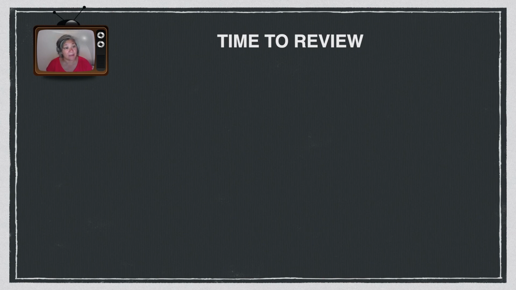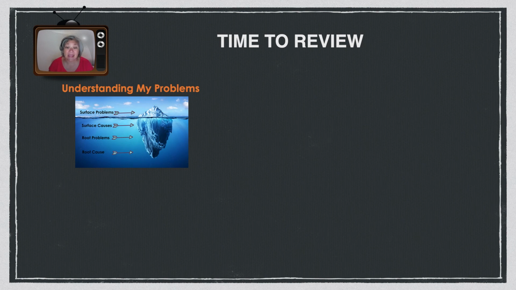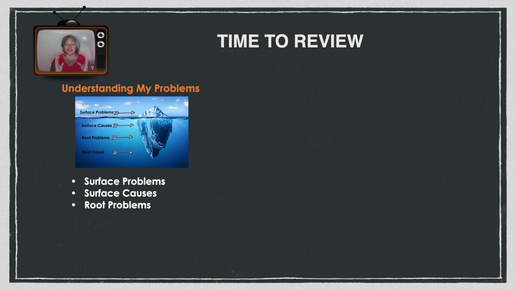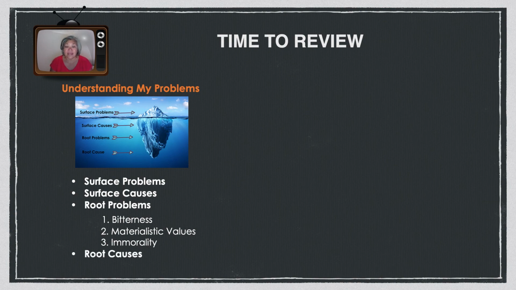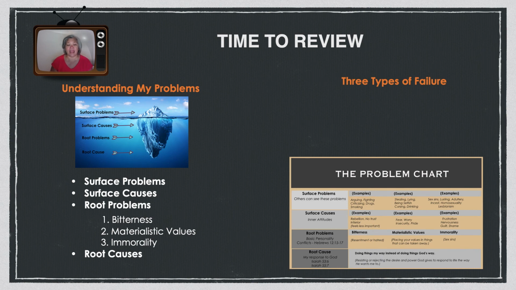Okay, now this is the lesson warm-up. Let us quickly review what was in lesson 1. And I'll give you a little hint. This information might be on the final test. Okay, this is for review. Understanding my problems. It's from the student manual, page 11. The 4 parts of the iceberg are 1, surface problems, 2, surface causes, 3, root problems. And what are the 3 root problems? Everything goes down to those 3 root problems: bitterness, materialistic values, and immorality. And then root causes. Then the 3 types of failure taken from the student manual, pages 5 through 8, is 1, failure that is not sin, 2, failure that is sin, and 3, failure that leads to sin.